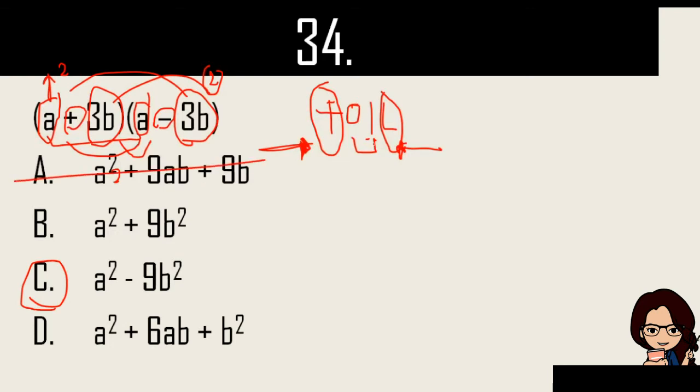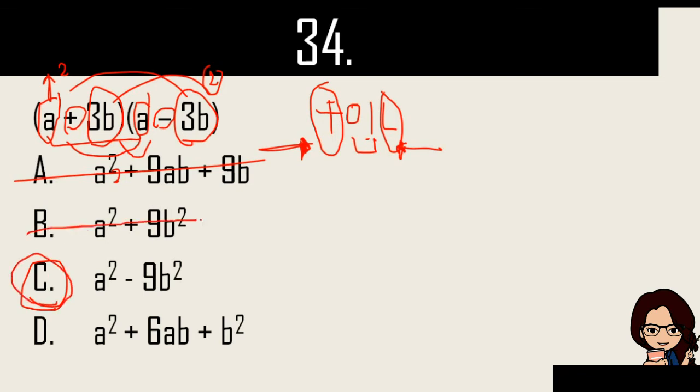Instead, wag niyo muna pansinin yung outside tsaka inside. Last numbers, this is negative 3b times positive 3b. Alam mo agad, ang sagot is negative. Okay? Negative 9b squared. Okay? So, out of the options na meron kang naiiwan, ano lang ba ang may negative 9b squared? Hindi ba letter C lang din?